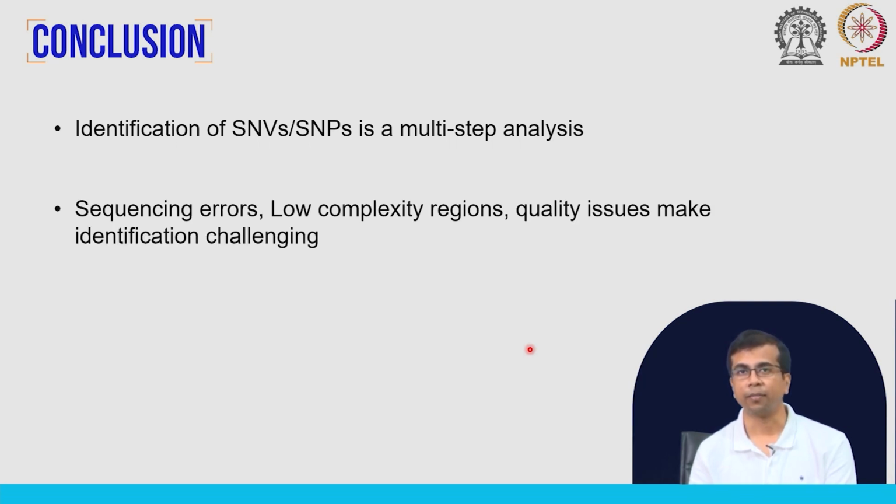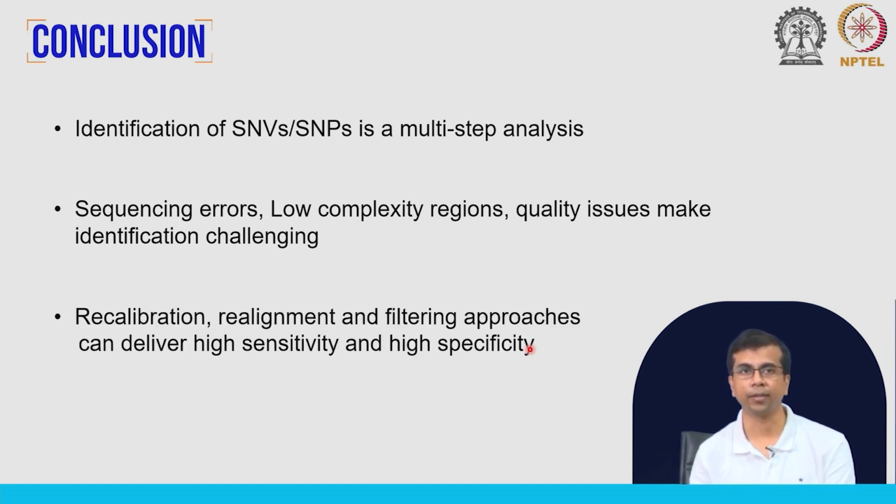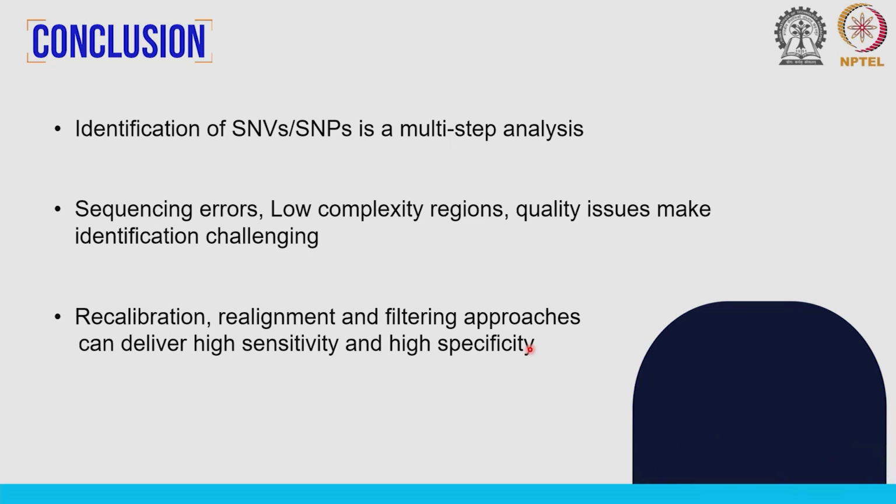And here are some challenges that we talked about. We have sequencing errors, low complexity regions and quality scores. Each of these factors will contribute to false positive calls, so you have to be very careful and mindful of each of these factors when doing the variant calling analysis. And of course, we have talked about recalibration, realignment and filtering approaches that counter these biases, and they can deliver high sensitivity and high specificity variants.